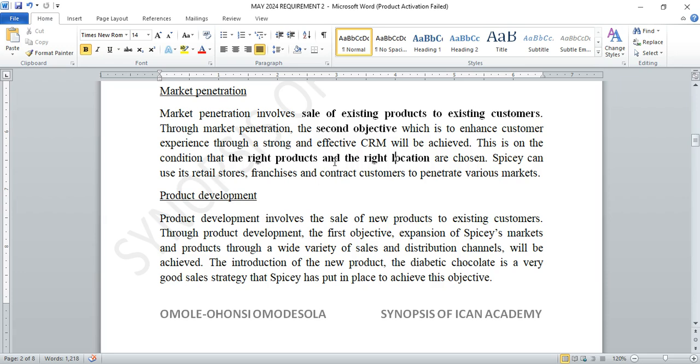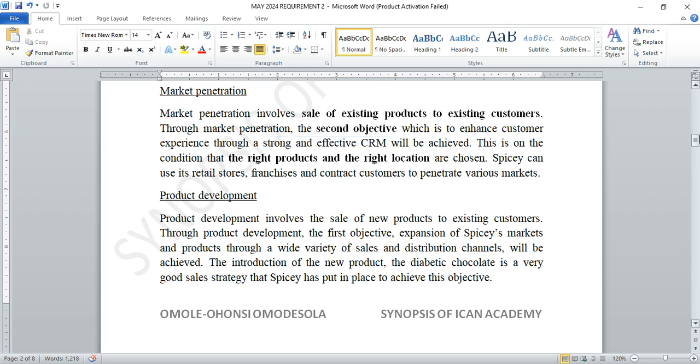You understand? So how will you be able to penetrate through customers, through the existing market? That's if you always have a good relationship with them, if you have strong customer relationship management. You understand? So that strong customer relationship management, through market penetration, will be able to achieve that objective.